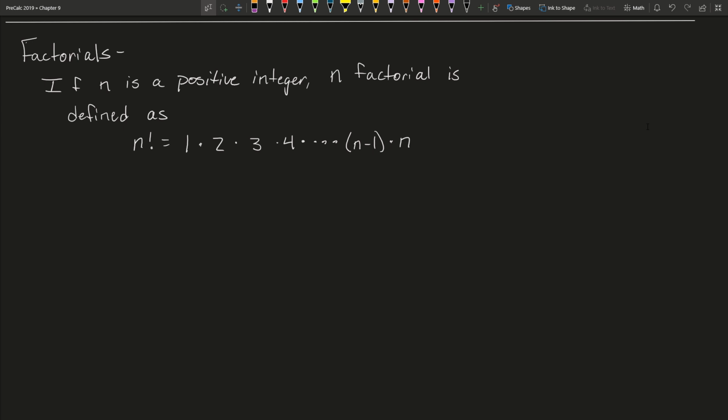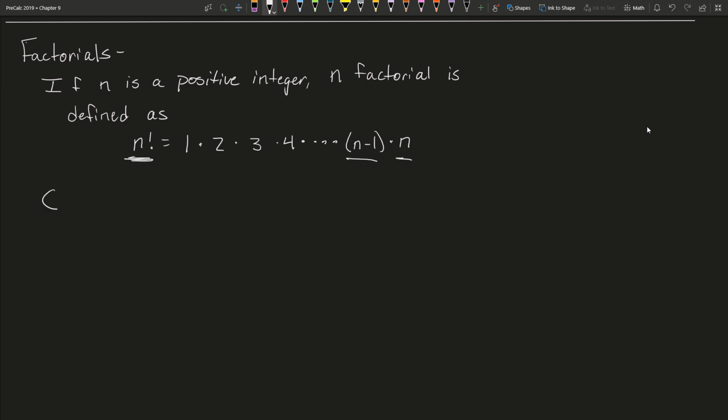All right. So factorial. If n is a positive integer, n factorial is defined by n exclamation point. This is the notation we'll be using. And what this means is that we're multiplying every number up until n together. So n factorial is 1 times 2 times 3 times 4, all the way up until the term before n, and then times n itself. And I'm going to break down the first 6 terms.